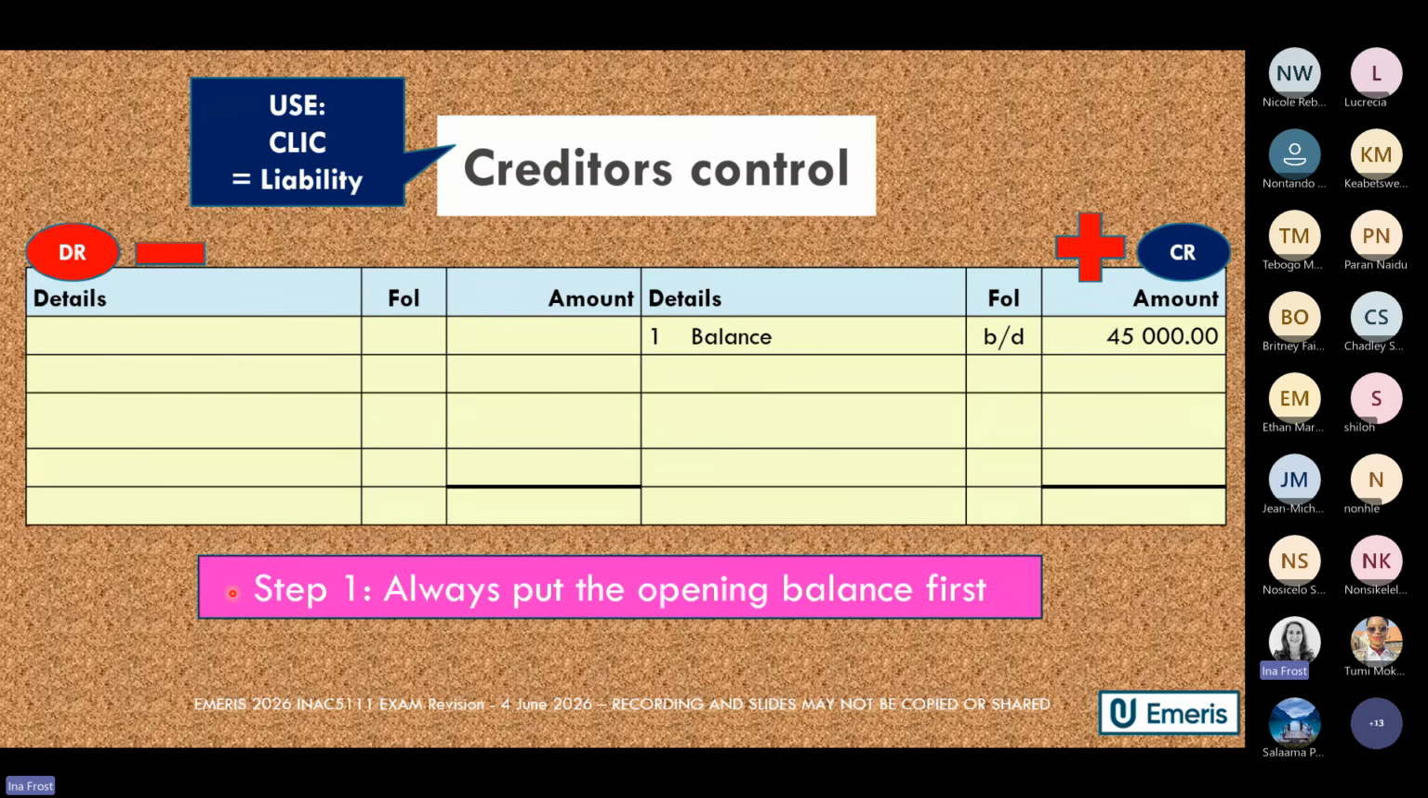Step number 1 says, make sure you put your opening balance in first. And how do I know on which side the opening balance is going to go? That's when I use my DEAD CLIC rules to determine, do I put it on the debit side or on the credit side? Your opening balances are normally given to you in the question, so these are easy marks for you to earn in any exam question. The only thing you need to remember is, does this opening balance go on the debit or the credit side? Then you just put that balance in, and that's an easy first mark to earn.